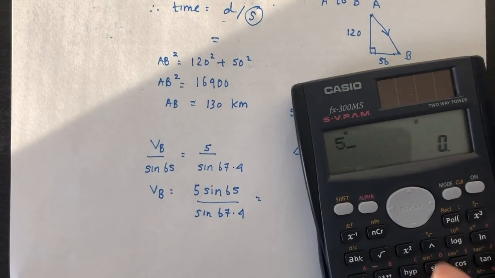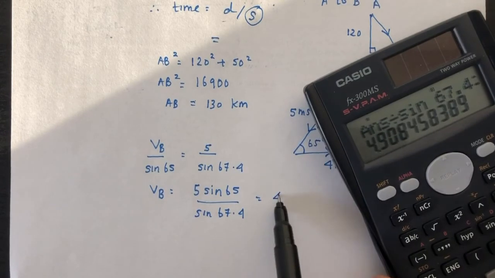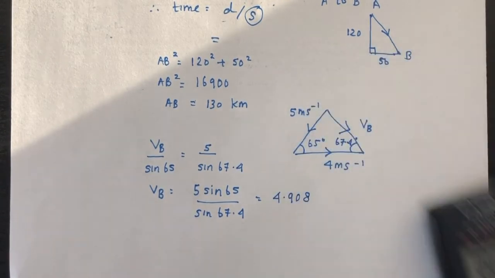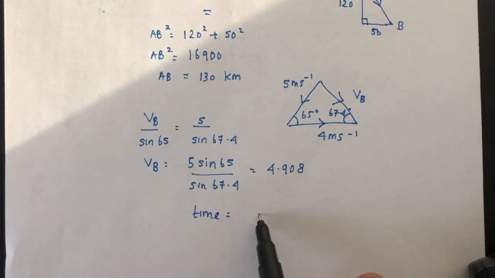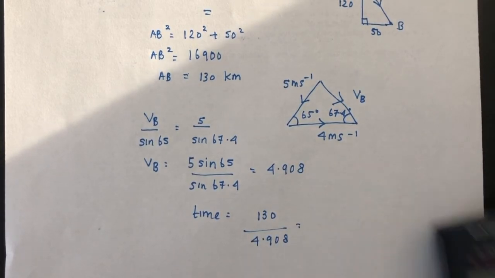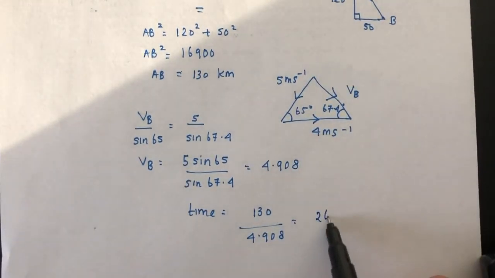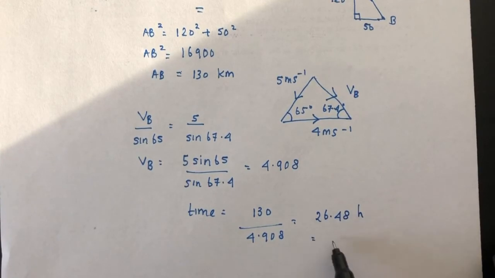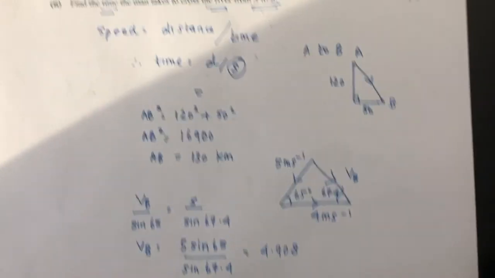So let's solve that. 5 sine of 65 divided by sine of 67.4. That will be 4.908. So now to find the time taken, time taken will be distance, which is 130, divided by speed 4.908. So 130 divided by the answer will be 26.48 hours. That will be about 26.5, which is 26 hours and 30 minutes. So this will be your answer for question number 8.